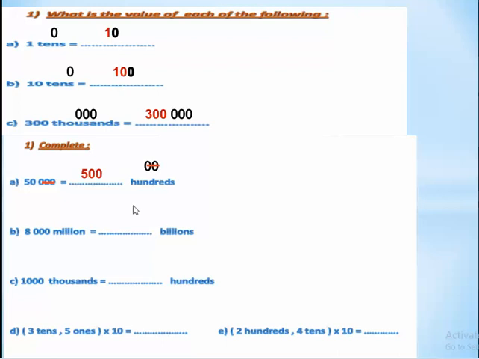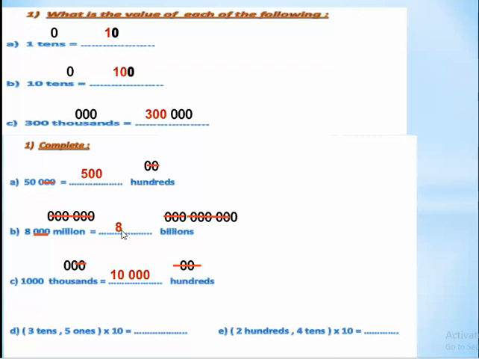8,000 million equal how many billions? Billions has 9 zeros and million has 6 zeros, so cancel 3 zeros with 3 zeros and 6 zeros with 6 zeros, so it will be 8 billions. 1,000 thousand. Okay, hundreds has 2 zeros and thousand has 3 zeros. Cancel 2 zeros with 2 zeros and put the rest of this number, so it will be 10,000.